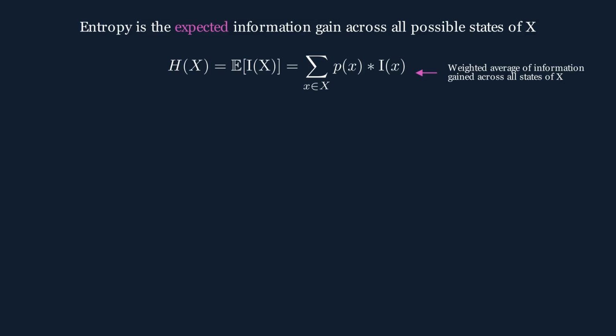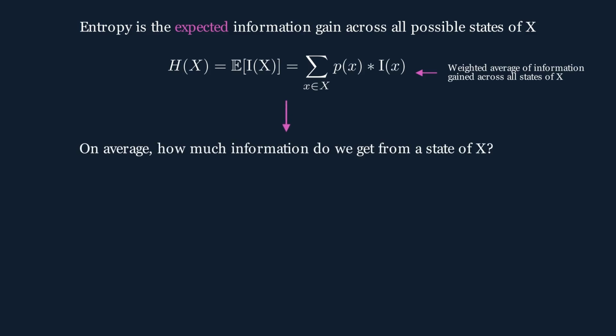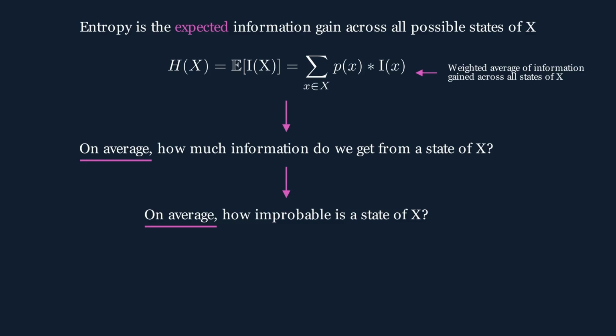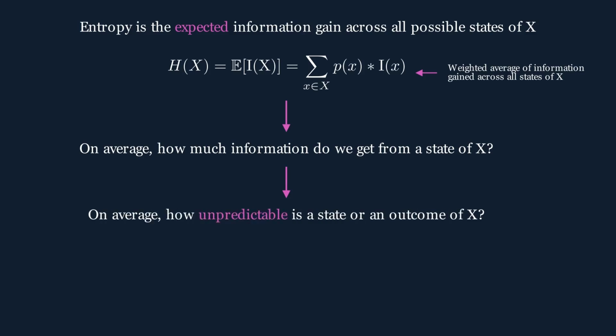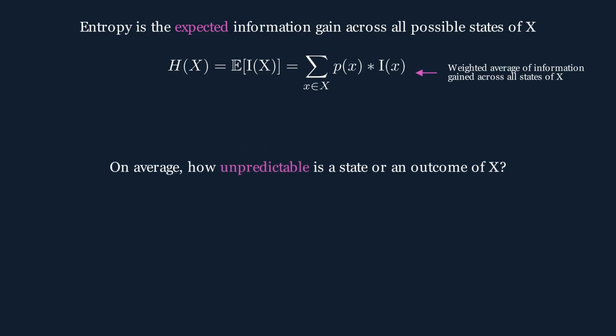Intuitively speaking, what the formula tells us is, on average, how much information do we get when a state of x is revealed? And since we know that information is inversely tied to probability, we can say what entropy asks us is, on average, how improbable is a state of x? And if we really think about what the second statement is, it says, on average, how unpredictable is a state of x? Because think about it, probability is essentially tied to predictability.